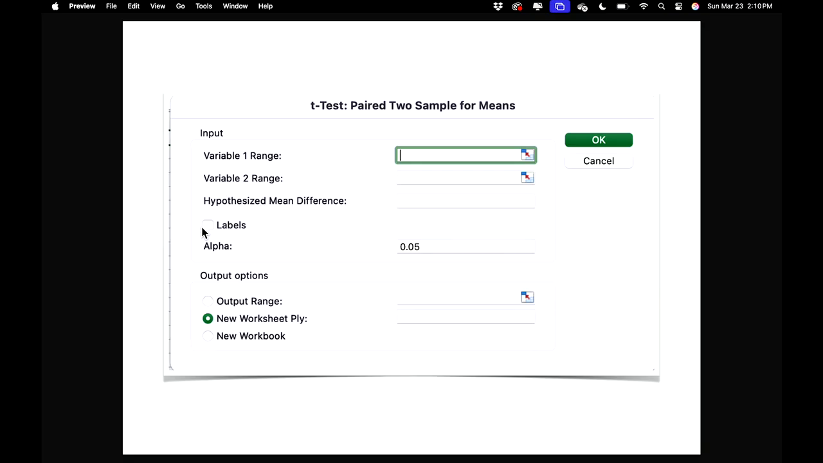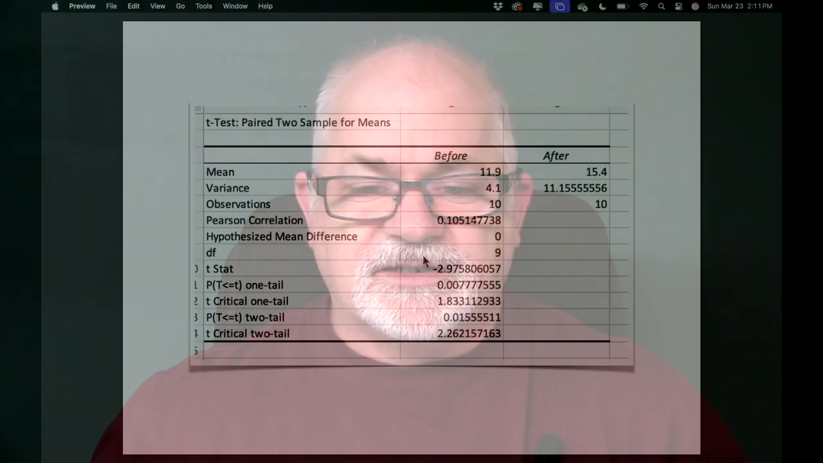You click the labels box if you're going to include labels. And then this is our level of significance. We're looking at 0.05. You can put 0.01 in there. All that's going to do is tell the software where to say it's significant or not. And we go to the next page, and we start to see the next image, and here's what we see as our results.